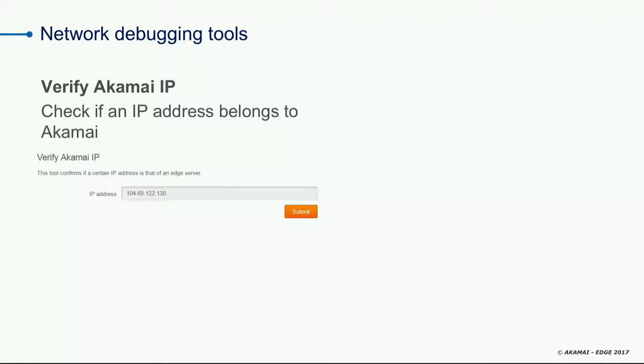So you want to be sure that the traffic is coming on Akamai or not. For that, you can just pick up the IP. You can key it in the box here, and once you click on submit, it tells you if it's an Akamai IP or not. If it is not, it just tells you it is not an Akamai IP. So with these details, you are sure that yes, the traffic is landing on the Akamai servers.